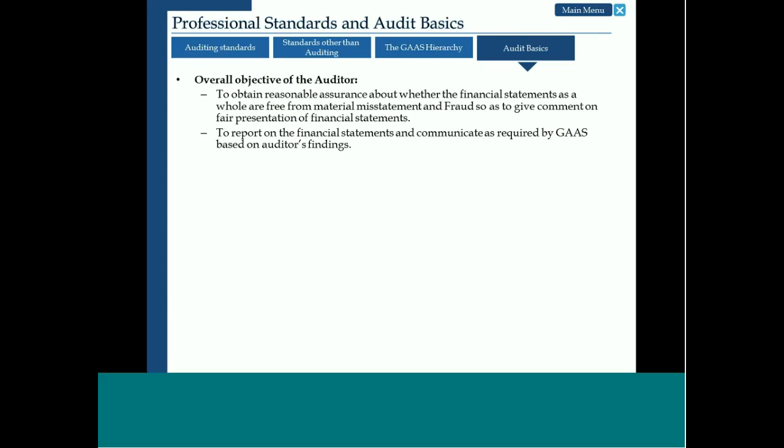You do everything: you perform the audit, you plan the audit, you gather the evidence and all that stuff. But the underlying reason for doing an audit is to give reasonable assurance, or a reasonable opinion, that your financial statements are free from material misstatement and fraud. The second is to report on the financial statements and communicate as required by GAS based on the auditor's findings. So these are two important objectives of any auditor who is doing an audit.